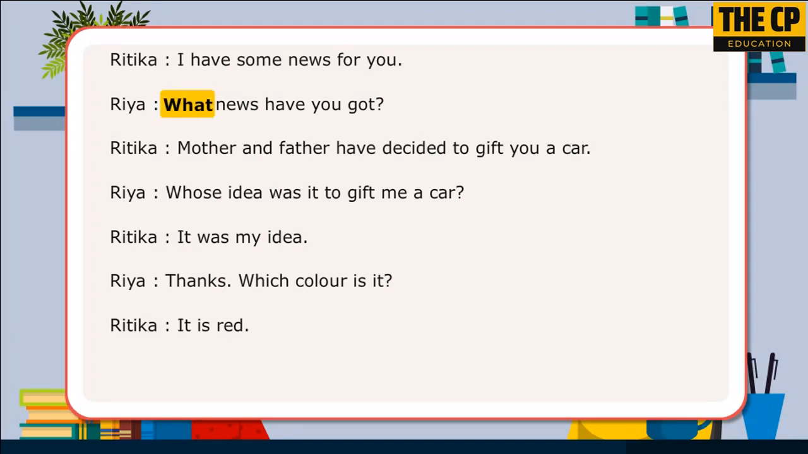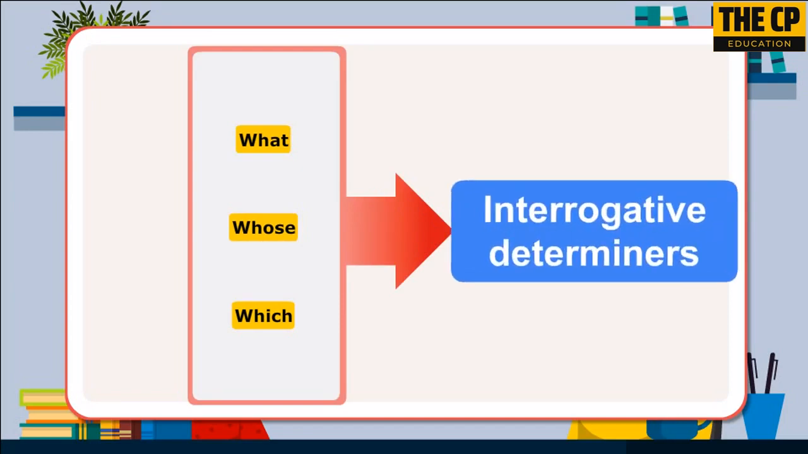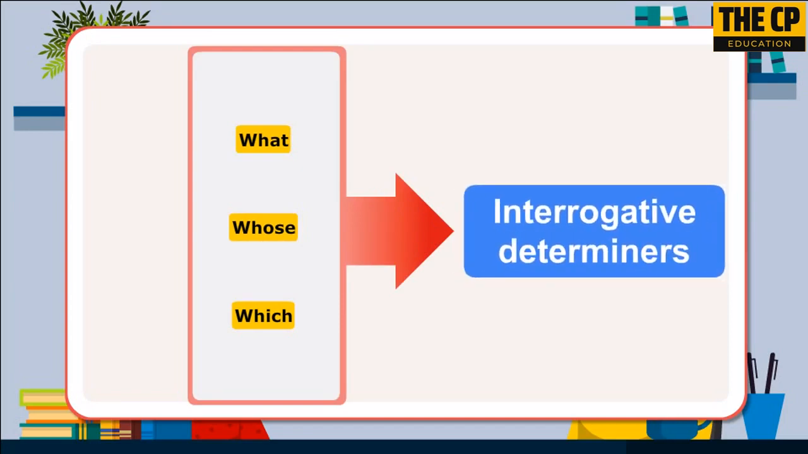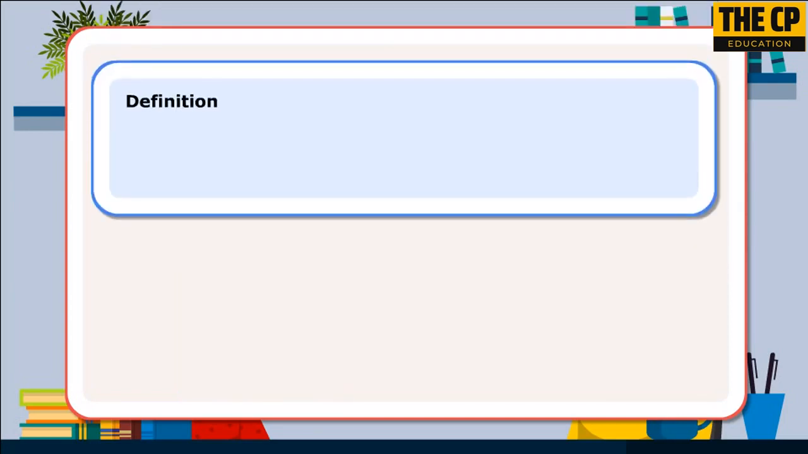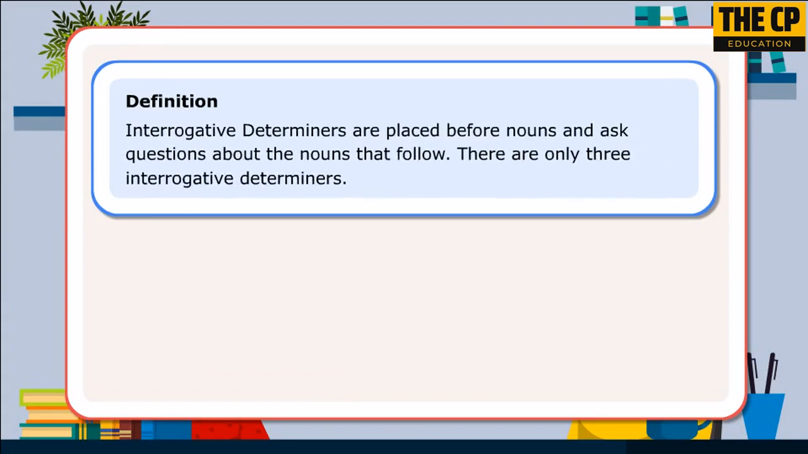In the dialogues, the girls have used words that ask questions about the nouns that follow. The words what, whose, which are examples of interrogative determiners. Definition. Interrogative determiners are placed before nouns and ask questions about the nouns that follow. There are only 3 interrogative determiners.